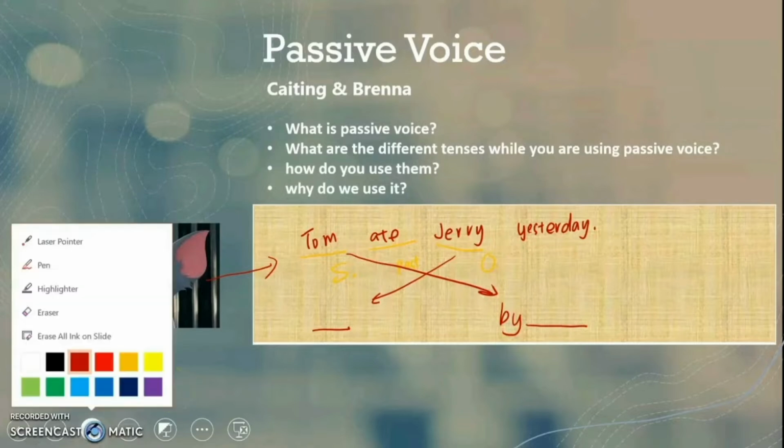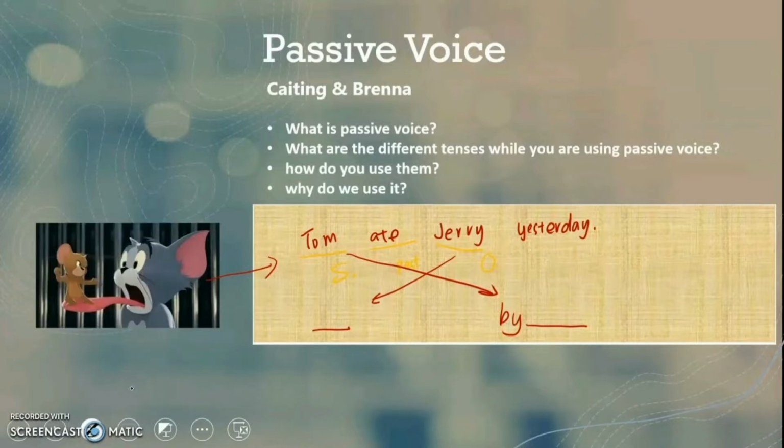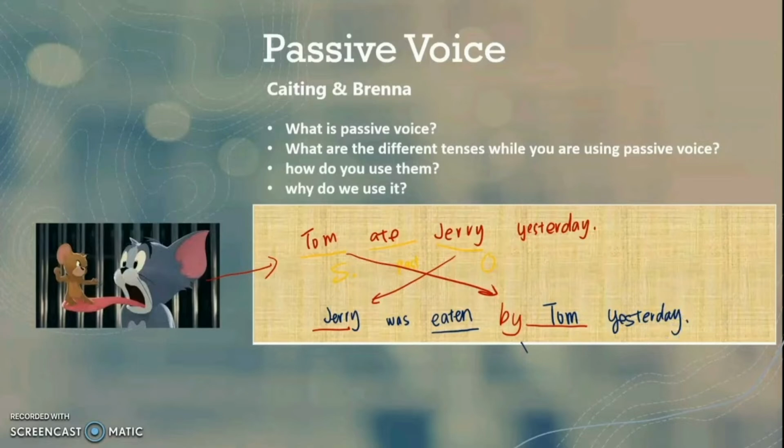So the answer for this sentence will become: Jerry was eaten by Tom yesterday. Can you see how the sentence structure was changed? And is it commonly used in English?